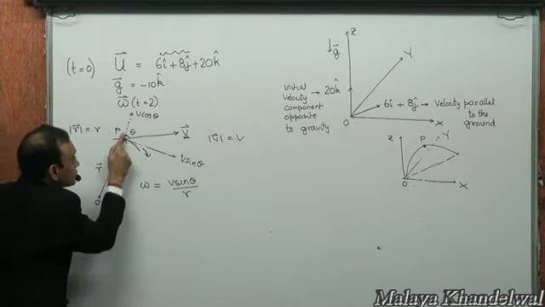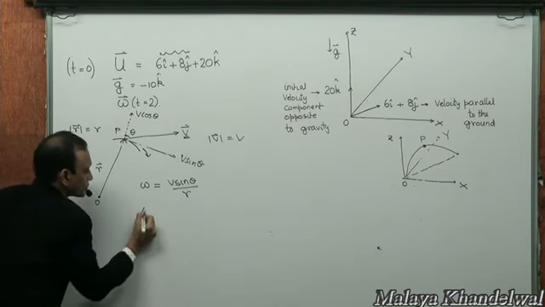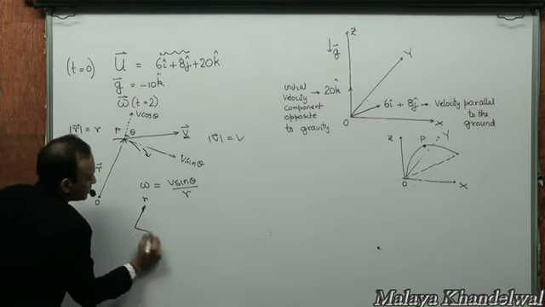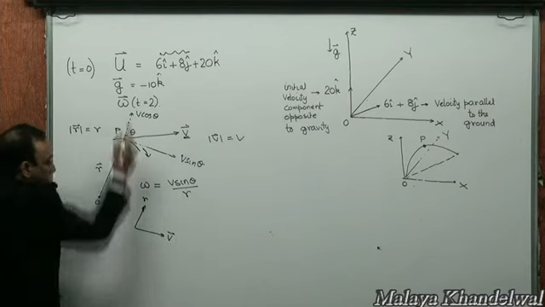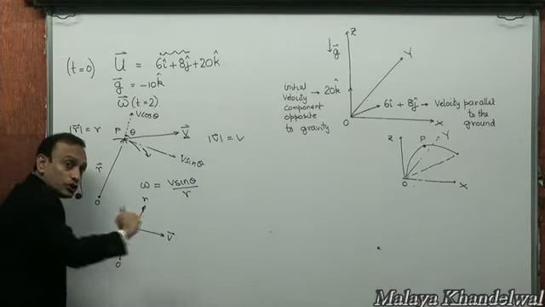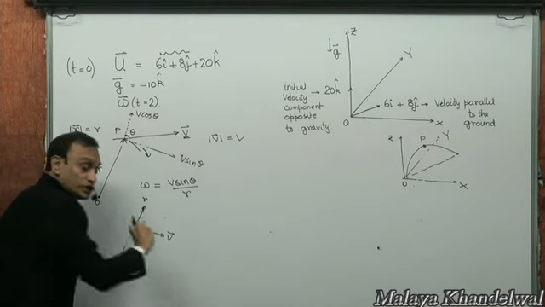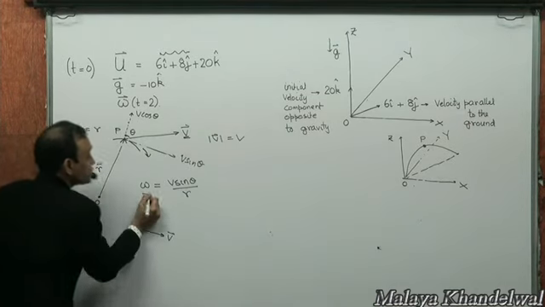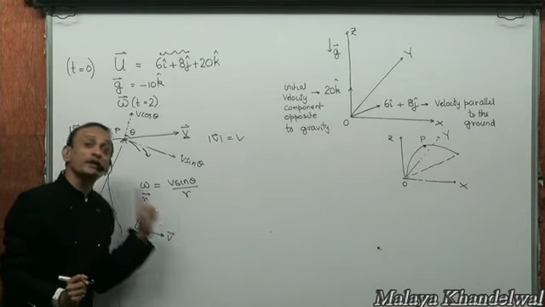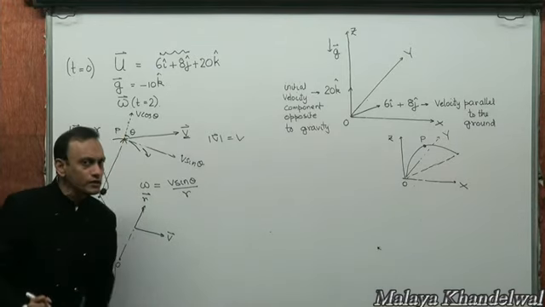That could also have been obtained as follows. Realize that if this is the direction of r, and this is the direction of v, and this is O, then r cross v goes into the plane of the board. So the direction of omega is the same as the direction of r cross v.